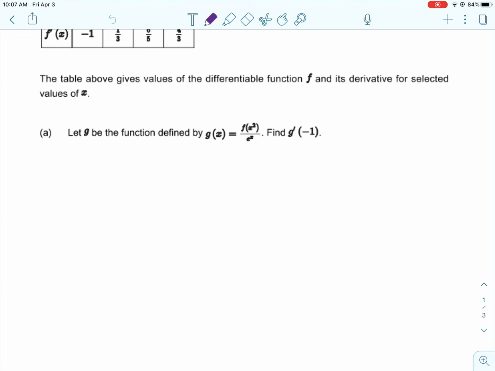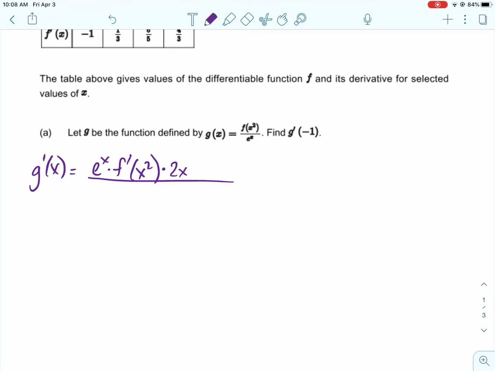We have f and f prime in the table for selected values of x, and then g is a different function that uses f, and uses f in a way where we have a chain rule situation when we find g prime, and we have a quotient rule situation. So this one is pretty challenging. You just have to really pay attention to what you're doing. So we'll do the quotient rule and do the chain rule all together.